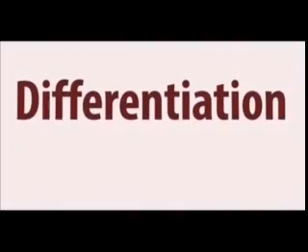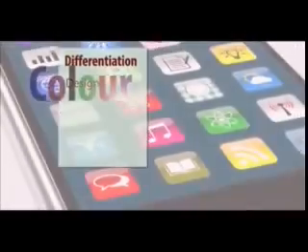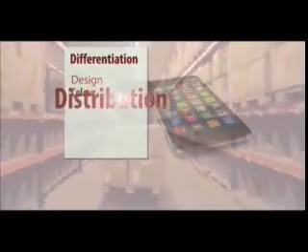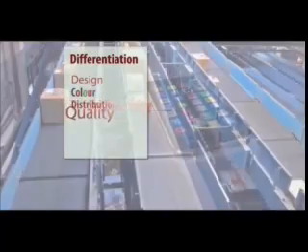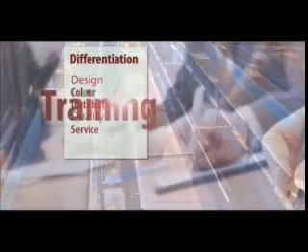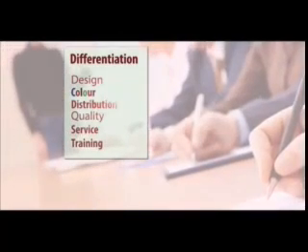Differentiation can be through design, color, distribution, quality, customer service, and staff skills and training. Firms operating under monopolistic competition dominate the high street, with common examples including restaurants, hairdressers, estate agents, and independent stores.